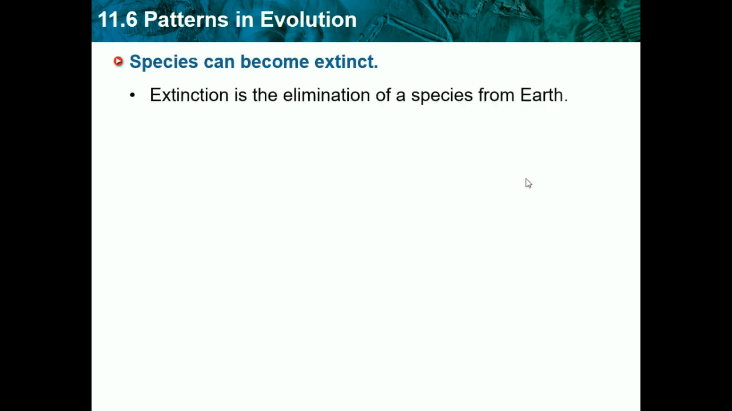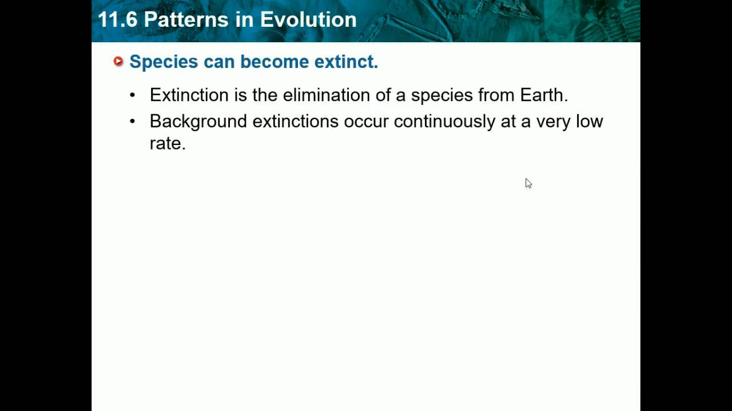Species can also become extinct. Extinction is the elimination of a species from Earth. So every animal in that species dies. Background extinction occurs continuously at a very low rate. So extinction isn't very common, but it's happening more now due to human impact. But it used to be it happened at a very slow rate.